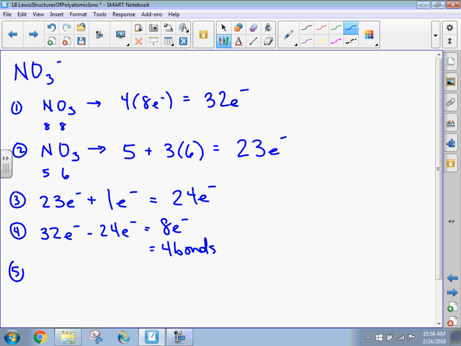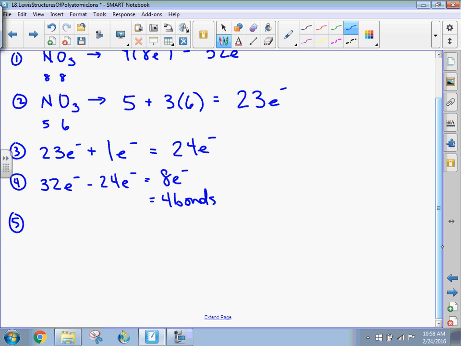And then fifth, how many electron pairs are there going to be? I feel like I didn't make a mistake in the other one, but it's not exactly how I want it to be. So watch when I do this question how I want the answers to be.